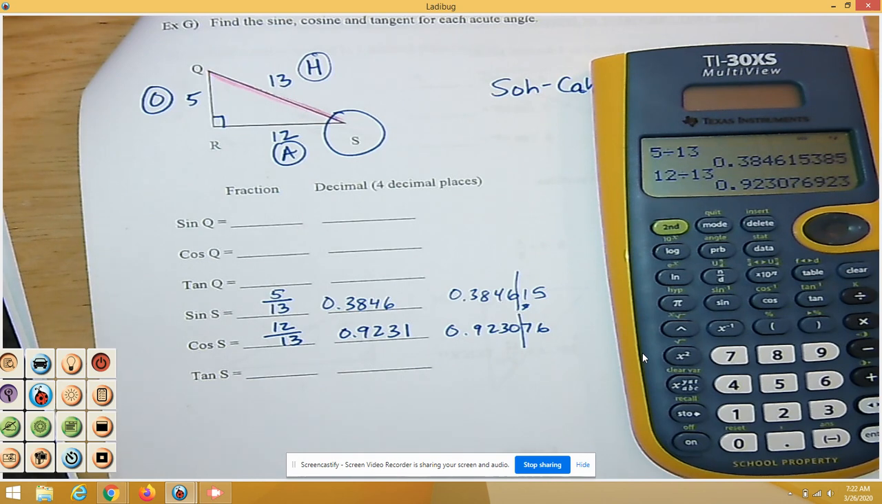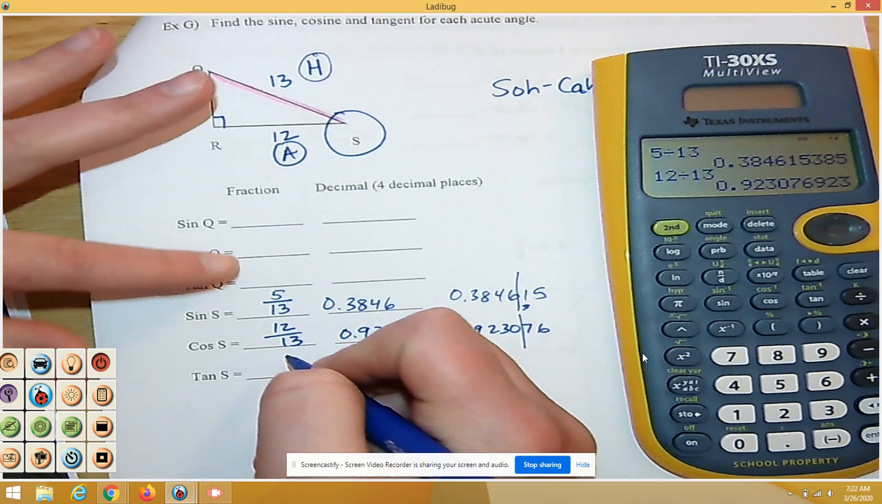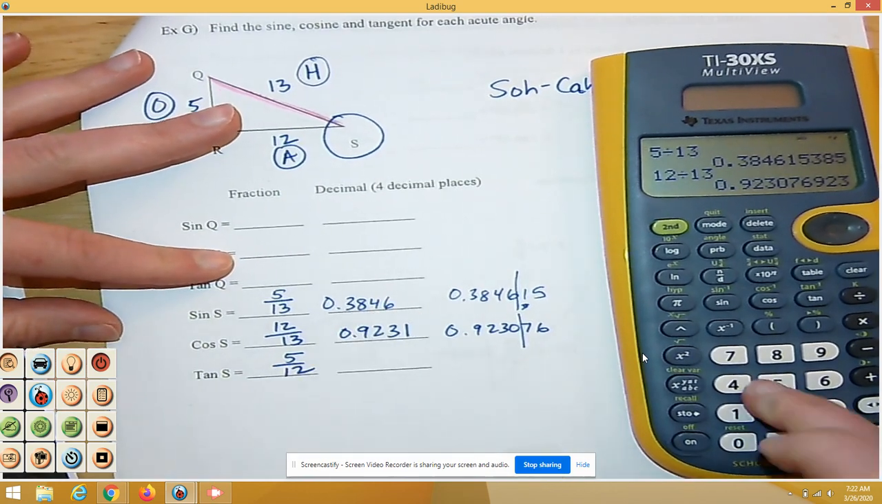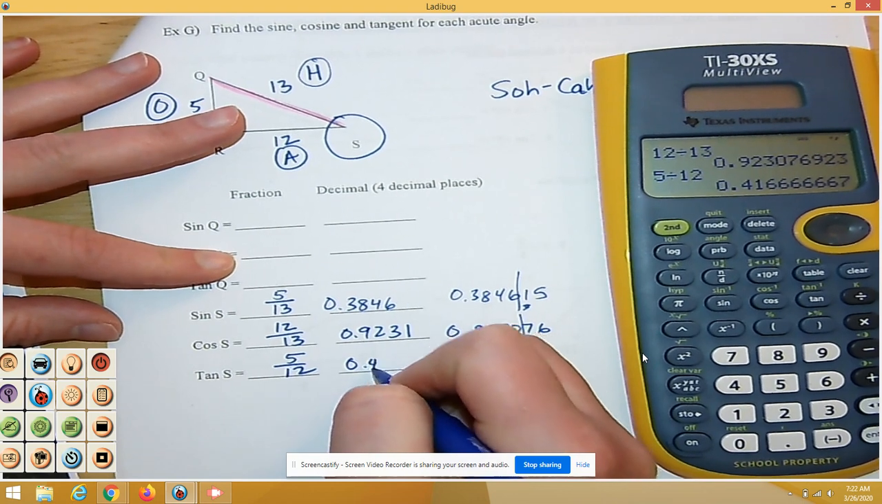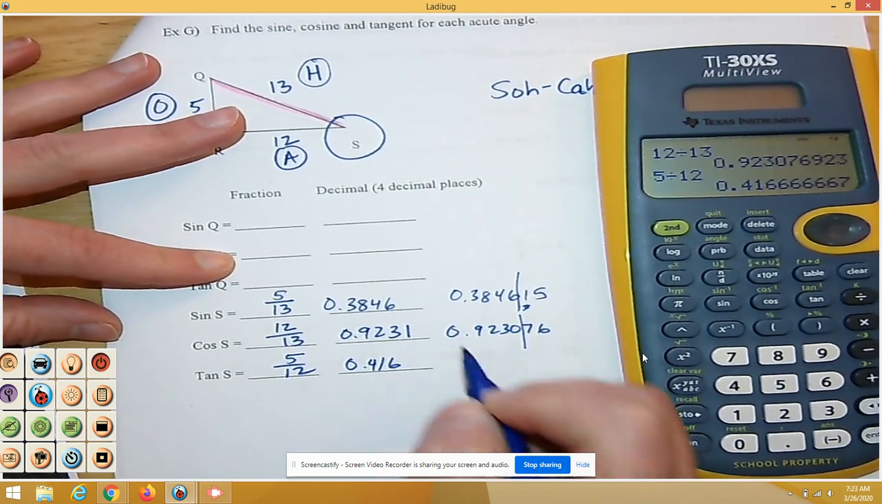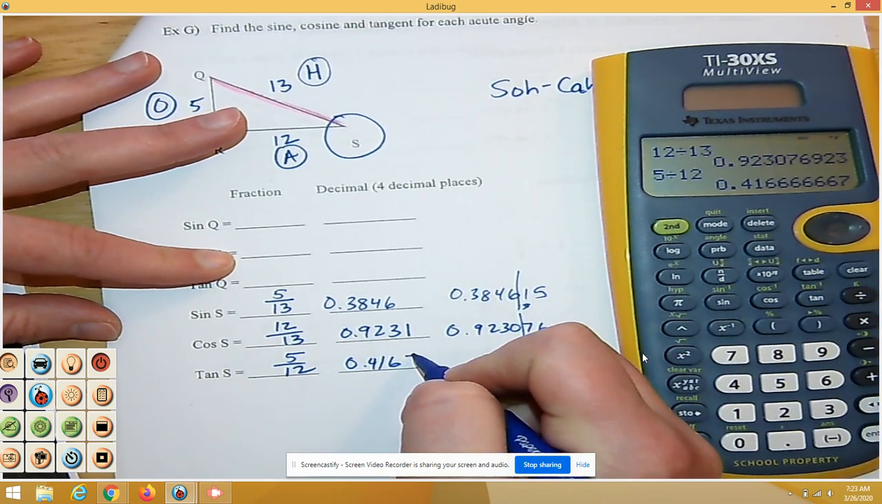Okay. And then finally, tangent of angle S is the ratio of the opposite side to the adjacent side. So this will be 5 over 12. We'll do 5 divided by 12. And again, 4 decimal places, you don't have to write out all this stuff unless you really need to. But since the next digit is going to be a 6, that's going to round that up to a 7.